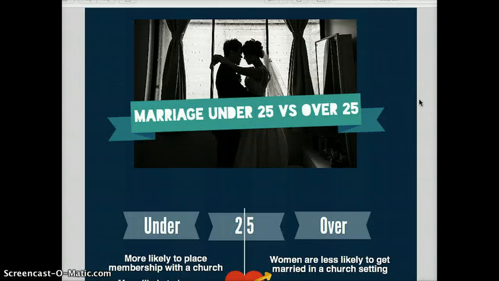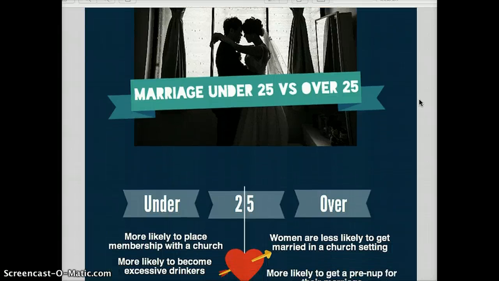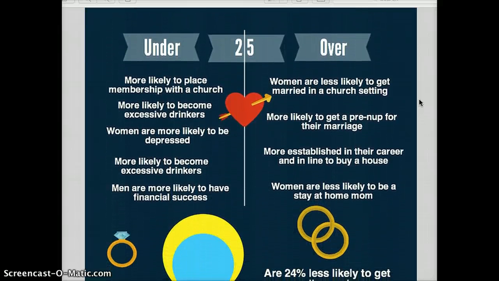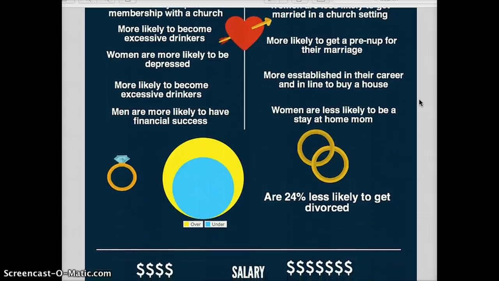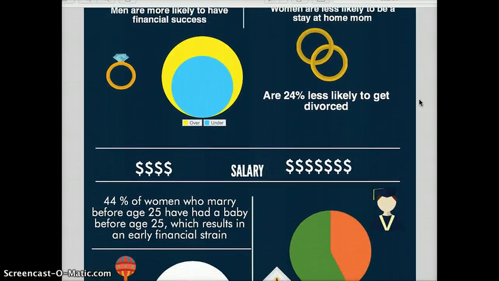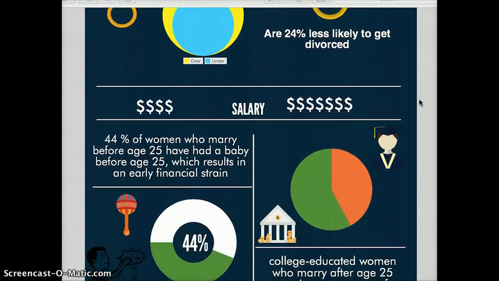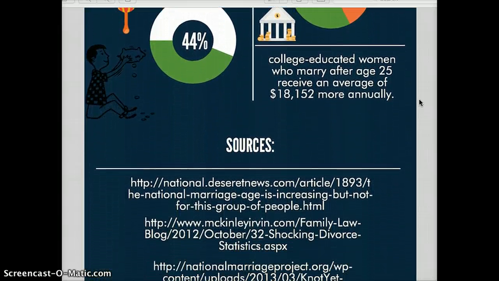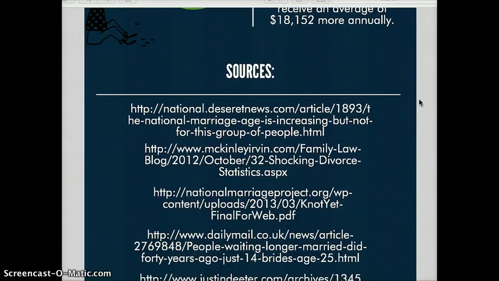This is one of my student examples by Mike. He researched the difference between getting married before you're 25 and after you're 25. And some of the information he found I thought was pretty interesting. He also looked at divorce rates, comparing the two different age groups. He looked at salary, education. He found some really interesting stuff, and it was interesting to see his response to it as well.